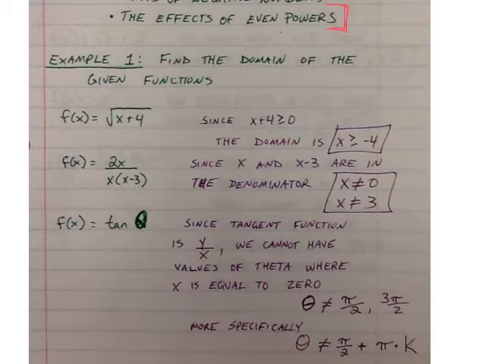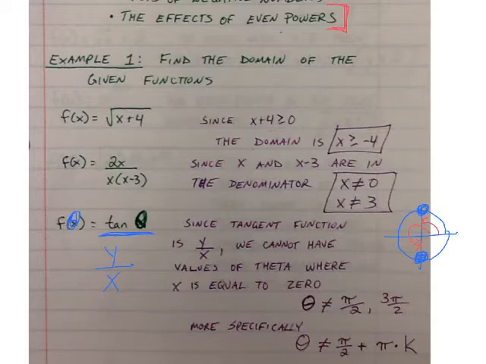And the final one we have, this should say f of theta. F of theta is tangent theta. And since tangent function is y over x, you can think of this as a fraction with a denominator, and you want to avoid spots on the unit circle where the denominator is 0. So that would be at x values of 0 here and here, or if you thought of this as radians, pi over 2, and then 3 pi over 2.